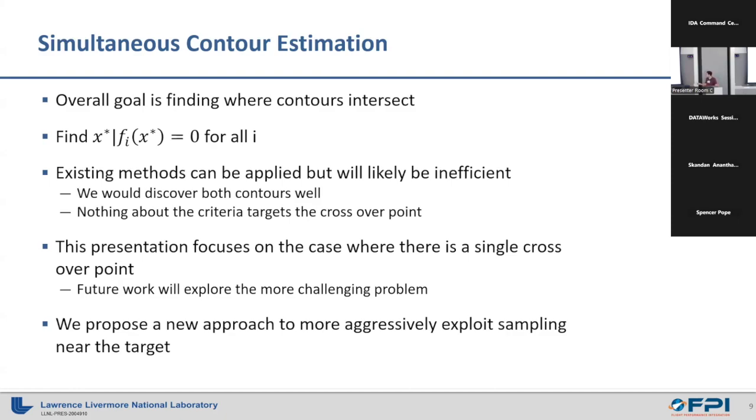We're focusing on the case where it's a single crossover point, but like I said, we're looking into cases where these have a whole region where they're overlapping. And so to start, we want to propose something that's more aggressively exploiting samples near that target.